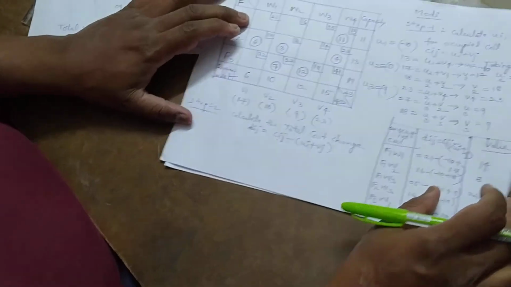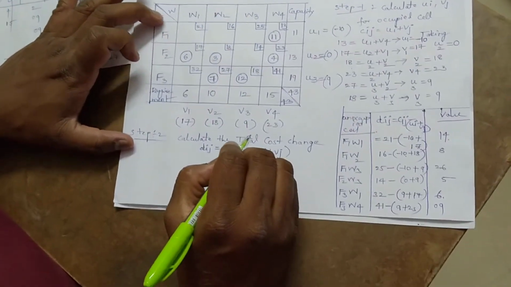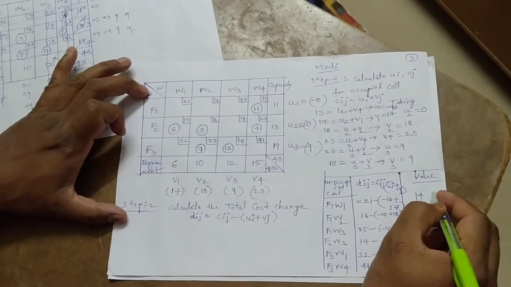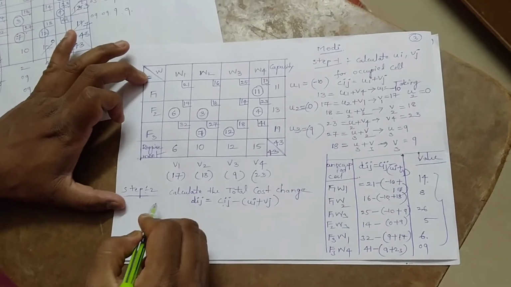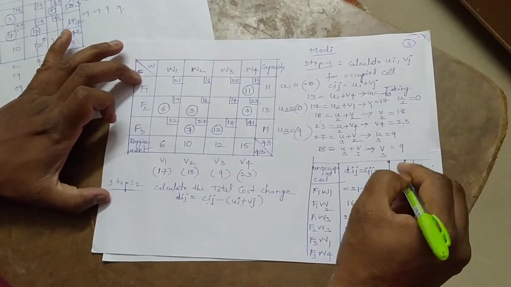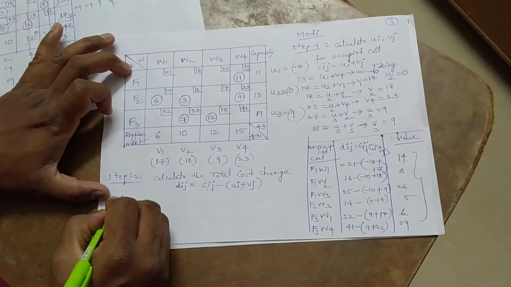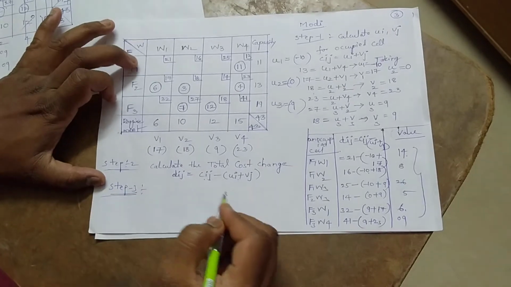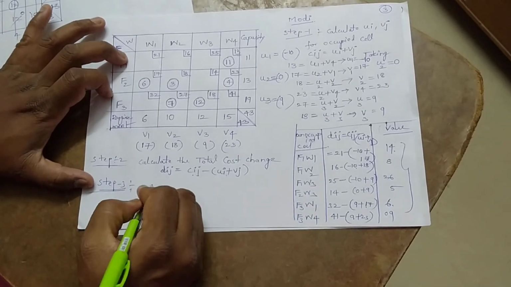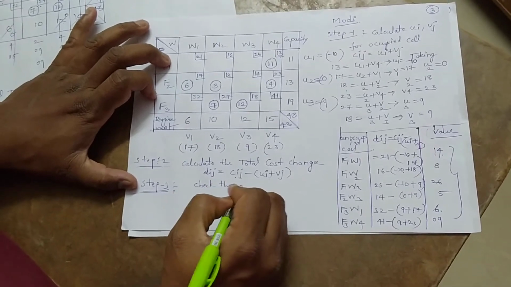Now let us check the optimality condition. In step 2, for each and every unoccupied cell we have calculated the net cost change. So this value is known as the net cost change. And now in step 3, what are we going to do? We are going to check the optimality condition.